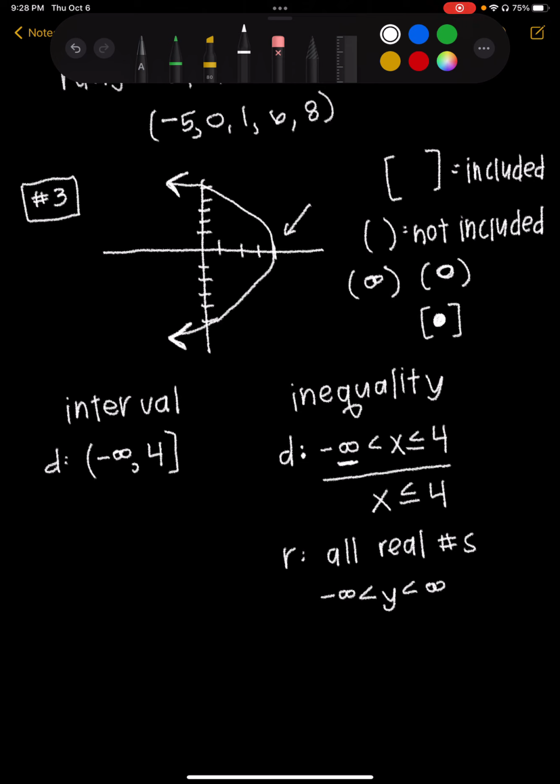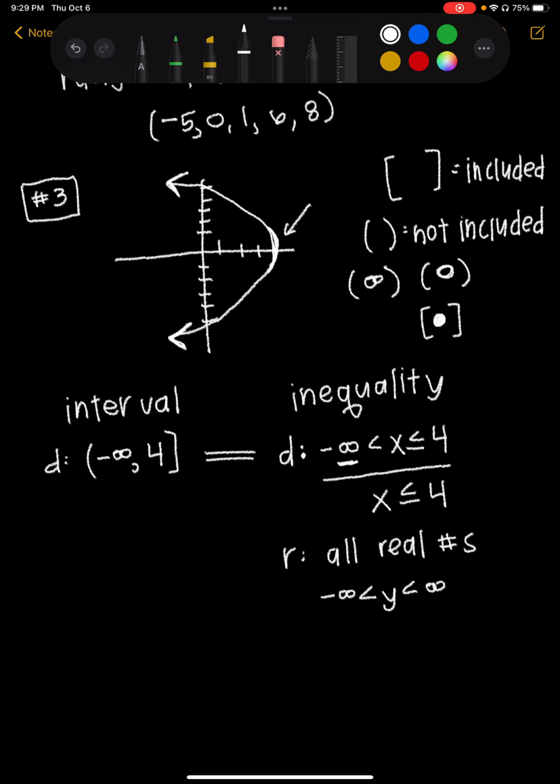Let me talk about that. If you look back at the graph, it curves around at 4. If there was some open dot right there, then that would be considered not included, because what that tells me on a graph is that it gets really, really close to 4, but it doesn't hit it. Because there's no open dot right there, what that tells me is that it is included. So those open dots are the things that you're looking for when you're trying to find parentheses. So these two domains say the same thing, they just say it in a different way.